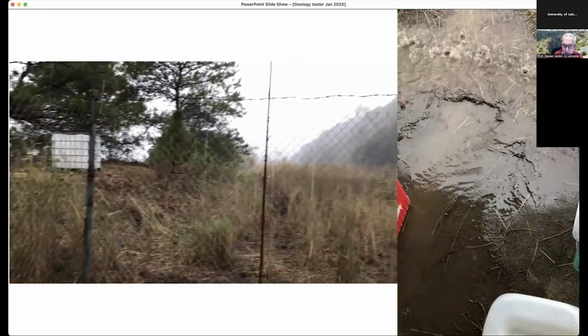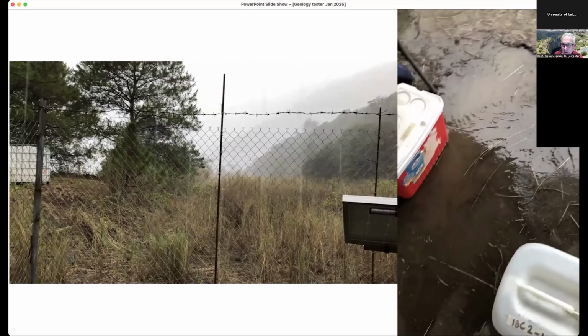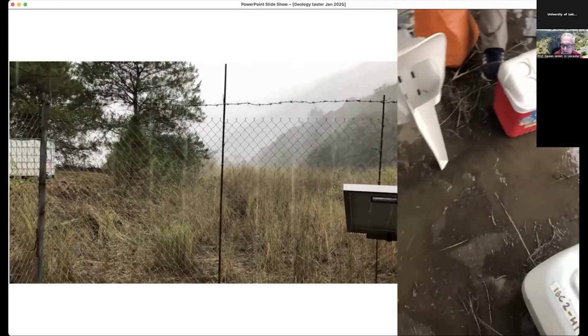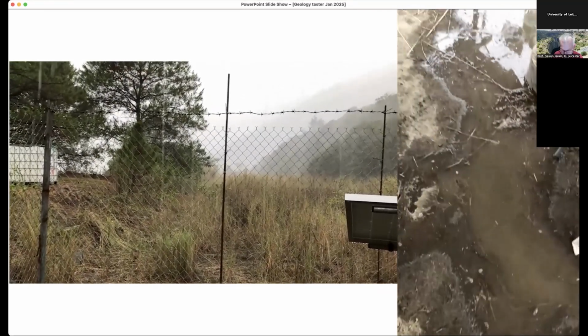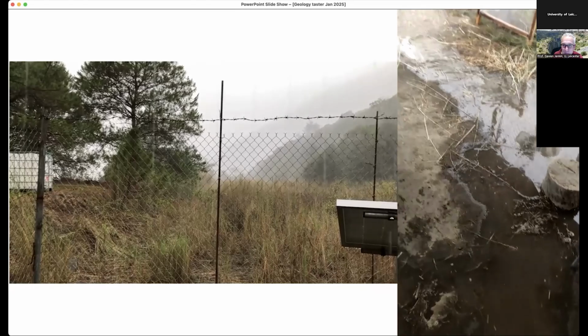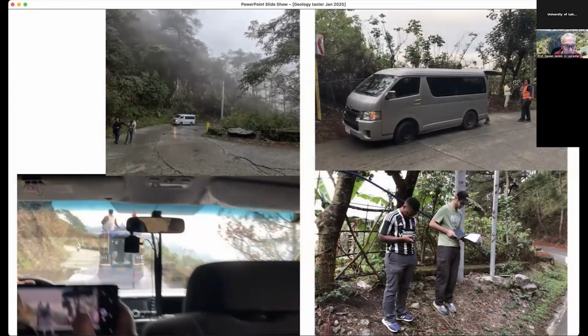And just play the other video on the right here. This is looking actually deep. It gets completely flooded out. But the show must go on. And we have all the thrills and spills of field work.